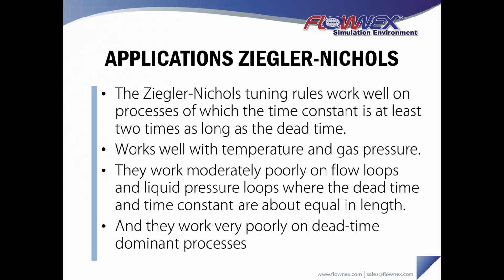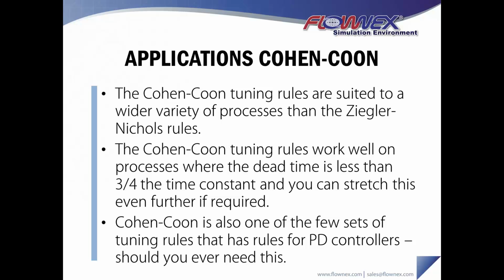Here is just a short overview of where to use the Ziegler-Nichols method and where not to use it. In general, it works well with temperature and gas pressure control systems. It works moderately poorly on flow loops and liquid pressure loops, and where this method isn't applicable, you can use the Cohen-Coon method. Like previously said, the Cohen-Coon method is suited to a wider variety of processes, and also it is one of the few methods that you can use for PID controllers if that is what you desire.